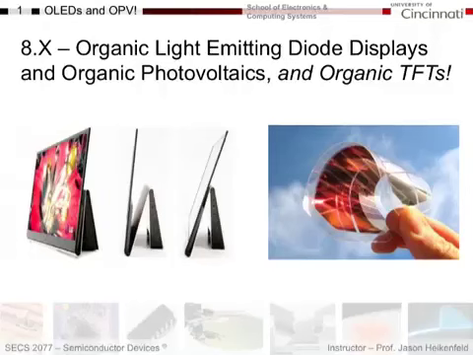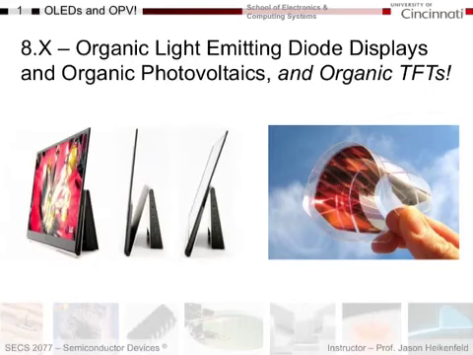Okay, let's start to cover organic semiconductor devices. I'm covering it in the light emission portion of the course because a lot of the devices we're going to talk about are light emitting diodes and photovoltaics. So I saved organic semiconductors for this point in the course for that reason.